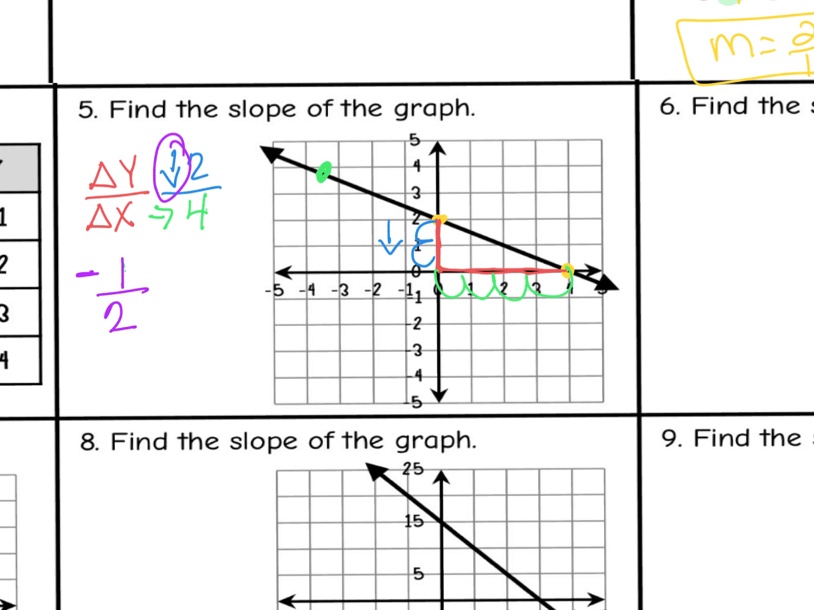How we can check this is if my slope is down 1 and over 2, I should be able to just plot that on my graph. So if I start here at an exact point and I go down 1 and over 2, do I hit another point? Yes, down 1 over 2, down 1 over 2. And so I know that my slope is correct.